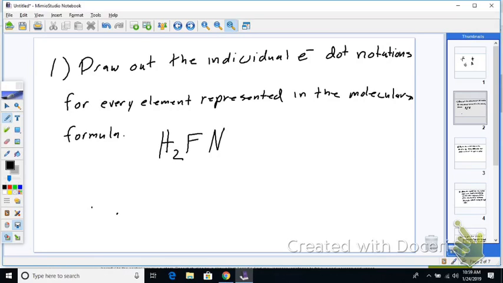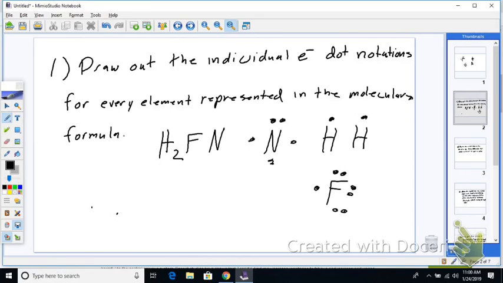So, you guys wrote those all out, right, separately? And nitrogen would have shown like this. Your 2 hydrogens would have been here. And then your fluorine would have shown 7. Is that what you guys have?